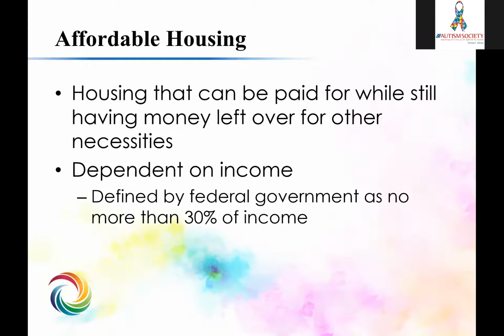Affordable housing is defined as housing that can be paid for while having money left over for other necessities. It's dependent on income. It's defined by the federal government as no more than 30% of income. So the federal government has said that if you have $100, say, your rent, in order to be affordable, should not be over 30% of that, so $30 a month. Again, affordable housing is a little tough to find. However, most counties do have some property management companies that offer affordable housing.